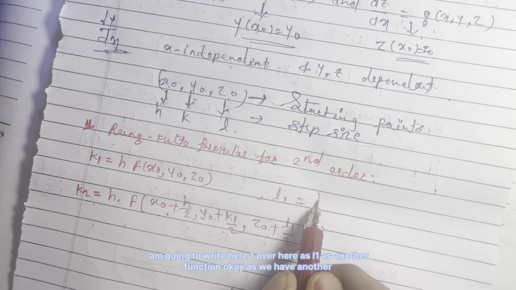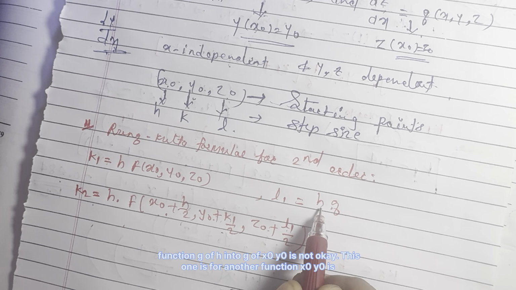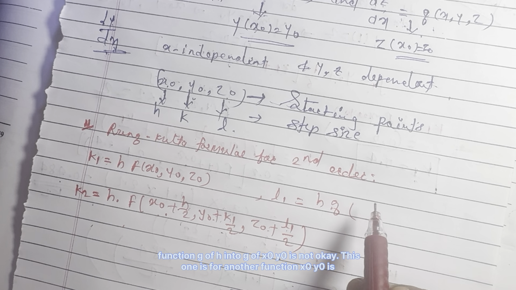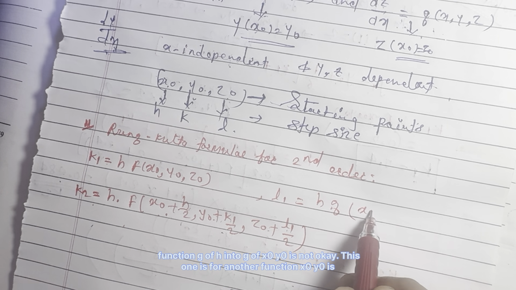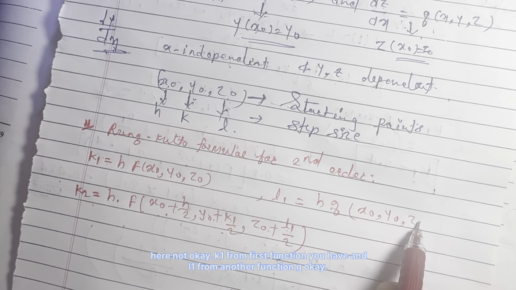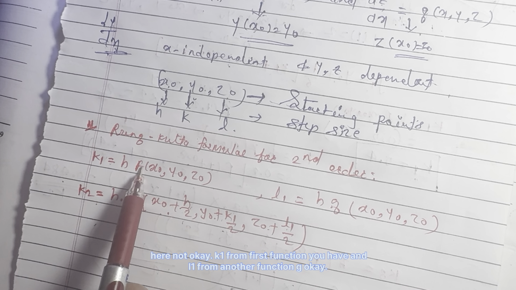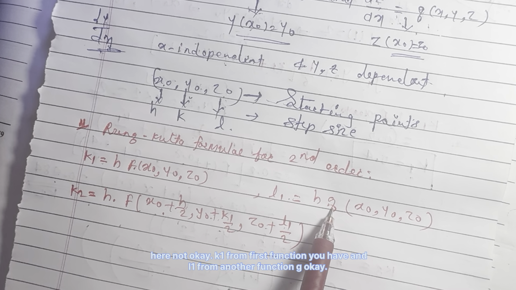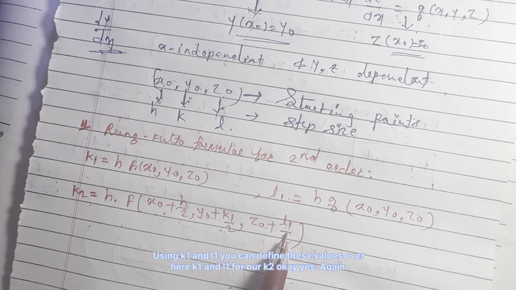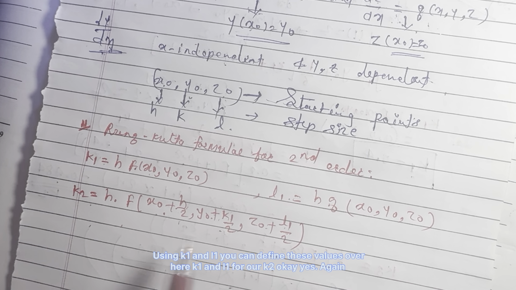L1 as another function. As we have another function g, L1 is h times g of x naught, y naught, z naught. This one is for the other function, with k1 from the first function f and L1 from the other function g. Using k1 and L1 you can define the values for our k2.